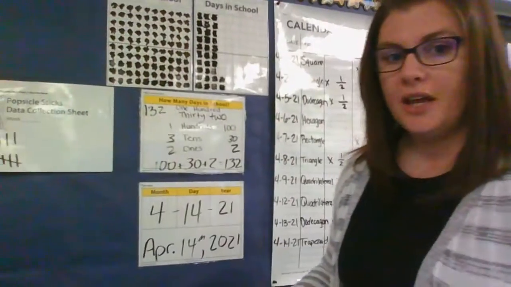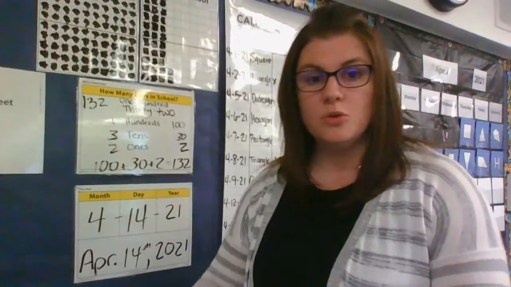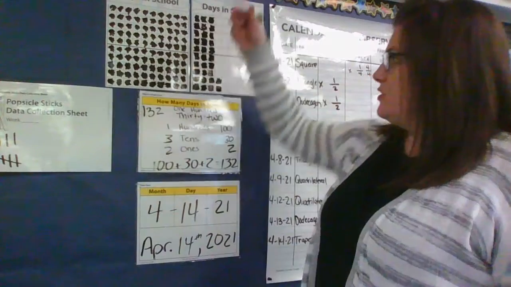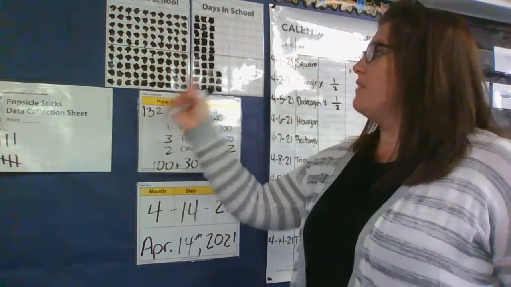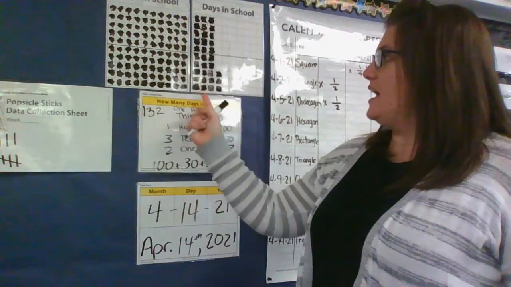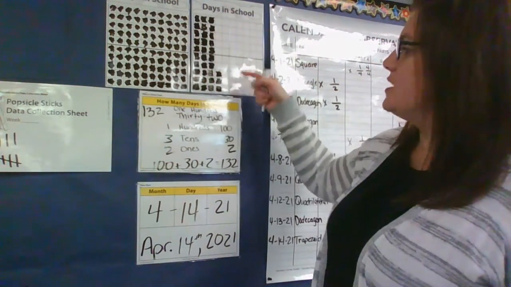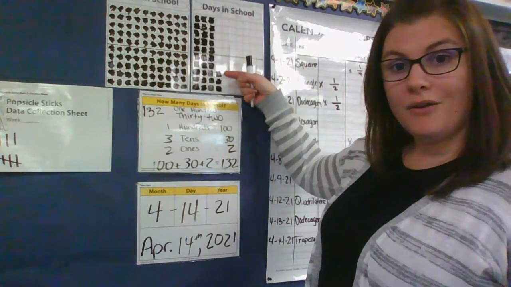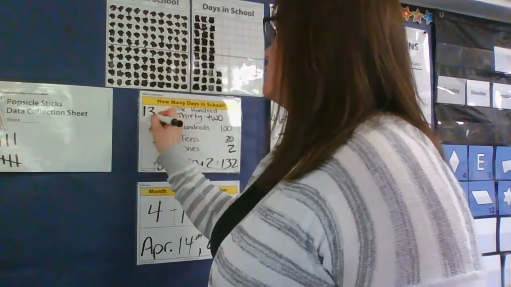All right, friends, moving right along. Yesterday, when I saw your adorable faces, it was day 132 in school. Holy moly. What comes after 132, though? Let's add another single day. Well, let's count. We have 100, 110, 120, 130. Now let's count on by ones. 131, 132, 133. You got it. So today is day 133.